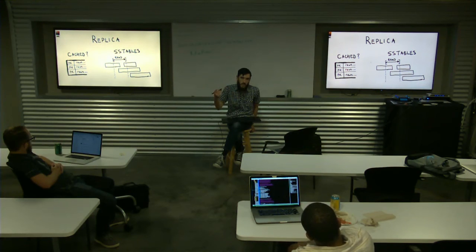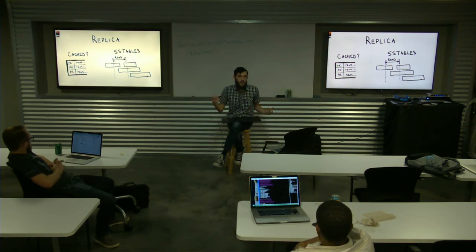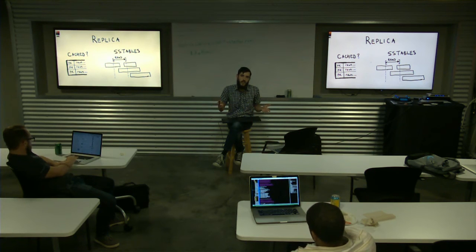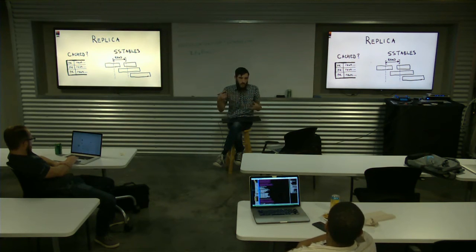The next thing that Cassandra needs to do is figure out what SS tables it's going to have to actually look at to try and satisfy this read. So it uses as many techniques as it can to try and pare that set of SS tables down.